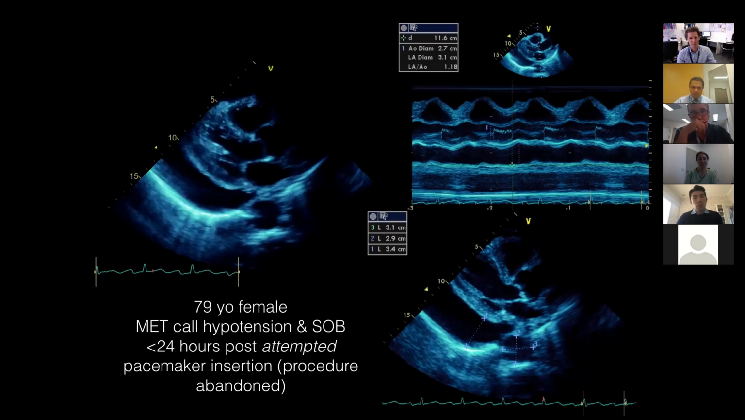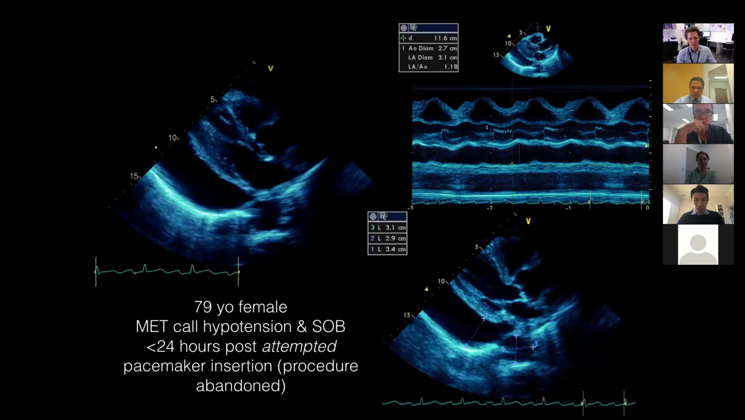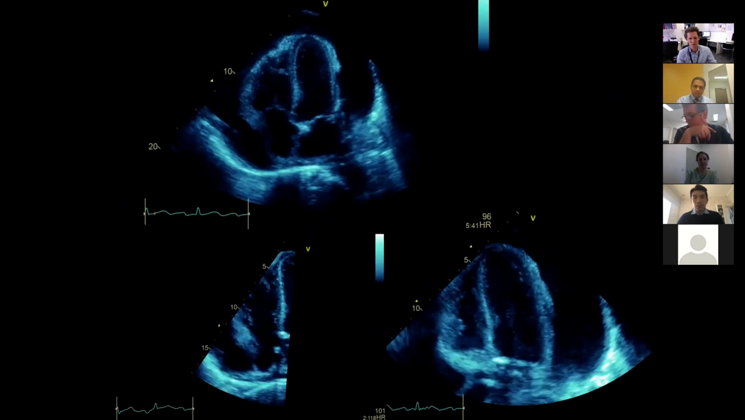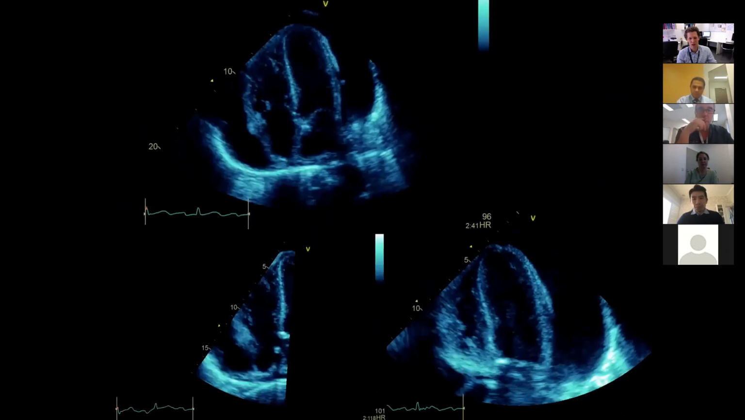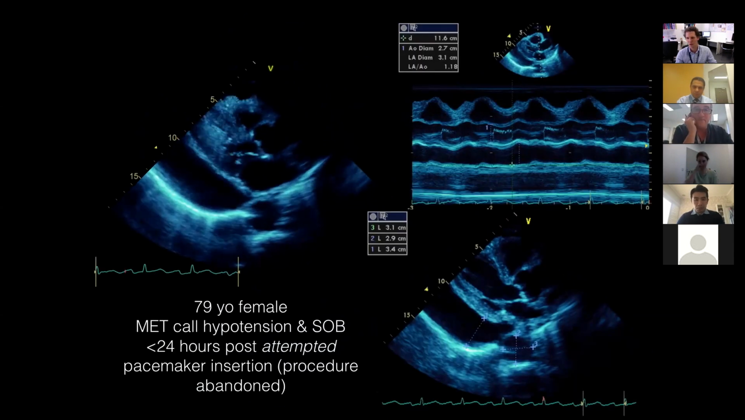Okay. This is a bit of an... Okay, I'm going to talk through this one real quickly, and then we're going to go on to some other cases which I think are a little harder.